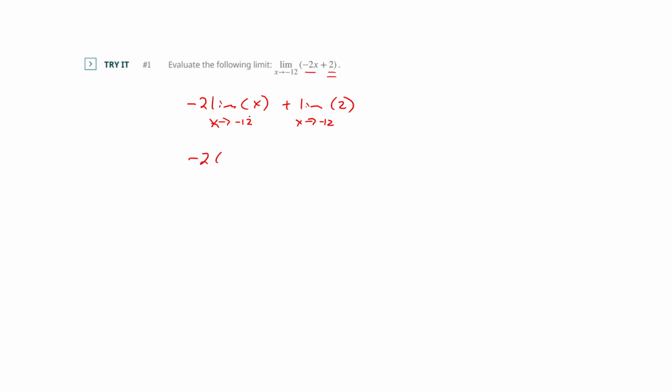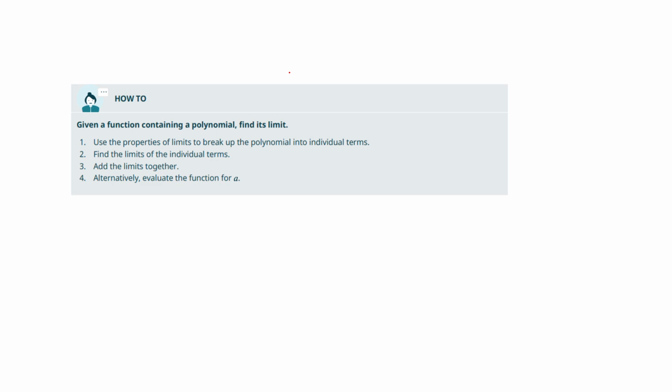That's fine. The limit of x as it approaches negative 12 is just negative 12. The limit of a constant is just a constant. So I'm going to get 24 plus 2 here. I'm going to get 26, which is the same as if I would have just plugged it in. But these principles hold.